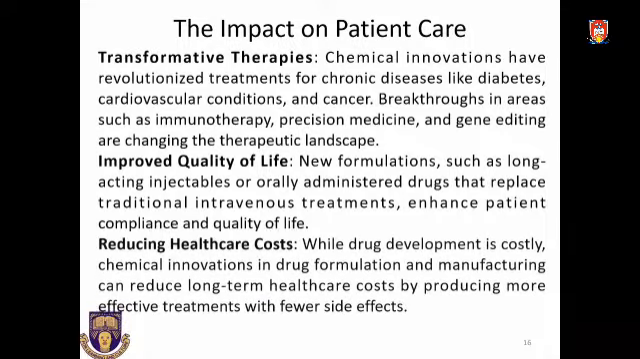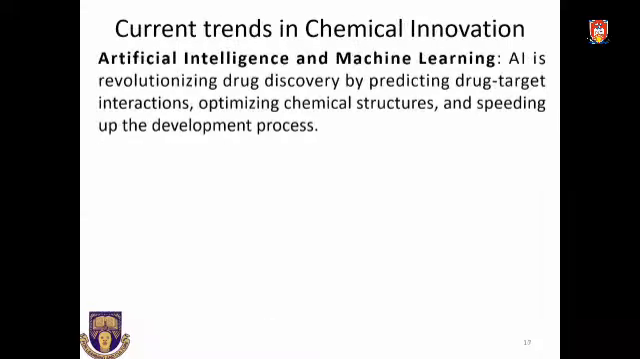And lastly, on this, reducing healthcare costs. While drug development, of course, we know is expensive, we can reduce the long-term healthcare cost by producing drugs that are more effective.